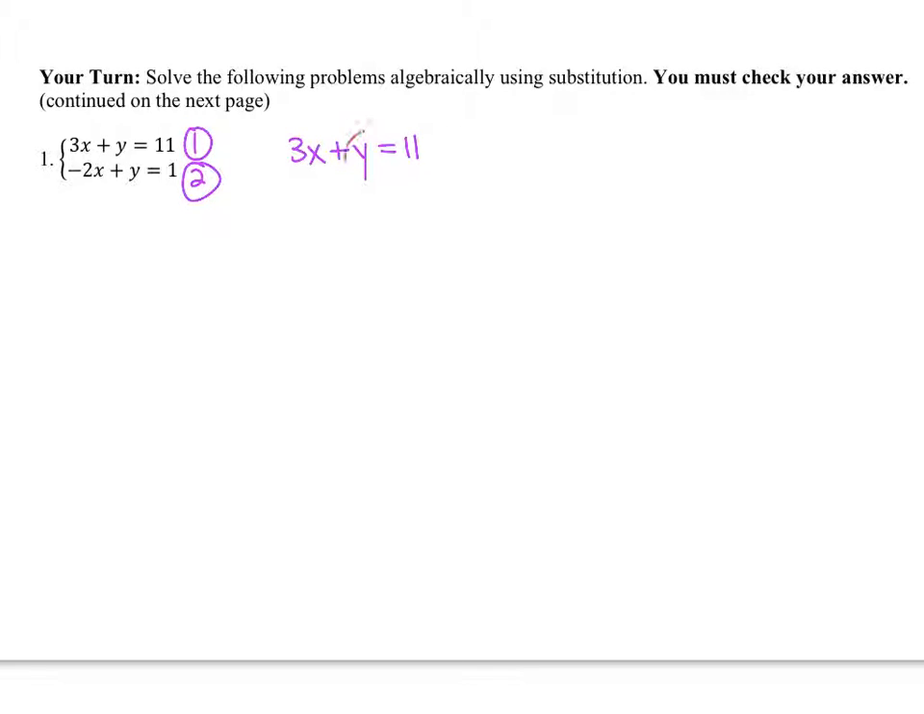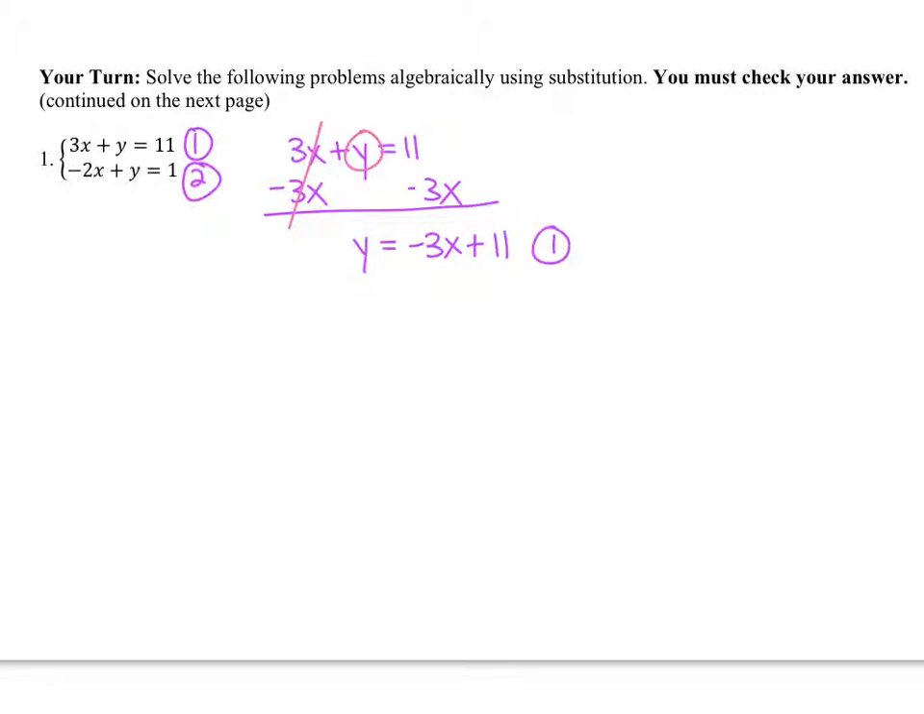Since I want y by itself, I need to get rid of everything else that's on the same side as y, which is this 3x. To get rid of 3x, we're going to subtract 3x from both sides. That causes our 3x to zero out on the left side, and then we're just left with y is equal to. We can't combine these two terms because they're not like terms, so we just write them side by side. So negative 3x, and then since the 11 is positive, it'll be plus a positive 11. Okay, so that's our equation number 1, and now we're going to substitute that into equation number 2.